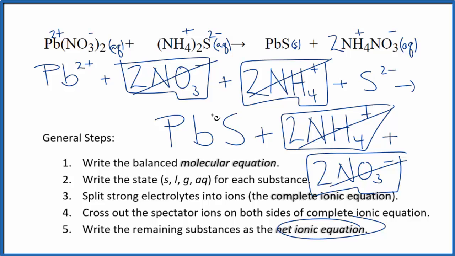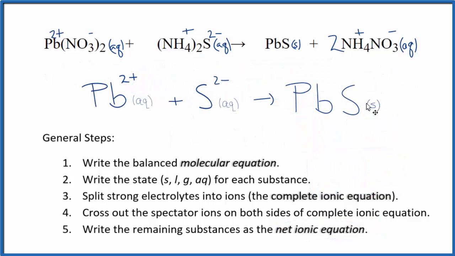I'll clean this up and write the states. We'll have our net ionic equation. So this is the balanced net ionic equation for Pb(NO3)2 plus (NH4)2S. You'll note charge is conserved, 2 plus, 2 minus. That gives us a net charge of 0. Products, this is neutral, net charge of 0. So charge is balanced, and if you count the atoms up, they're balanced as well.